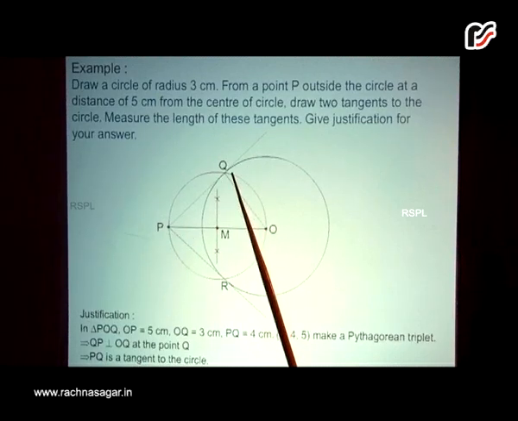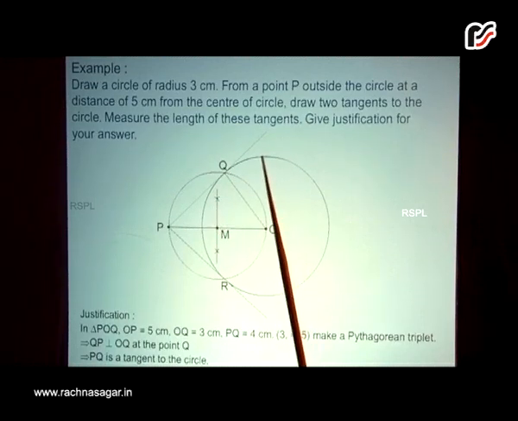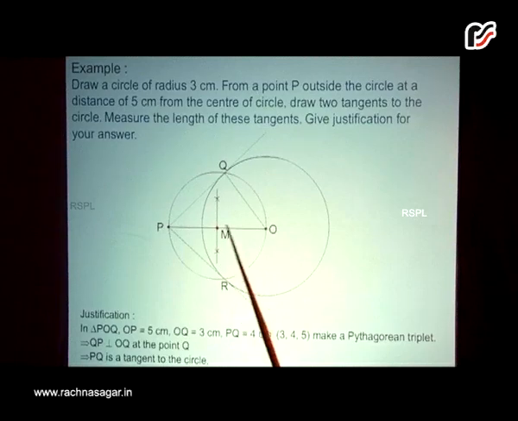Therefore, PQ is the tangent. Similarly, we can explain that PR will also be a tangent. Hence, these are the two required tangents and their lengths are 4 centimeter each.